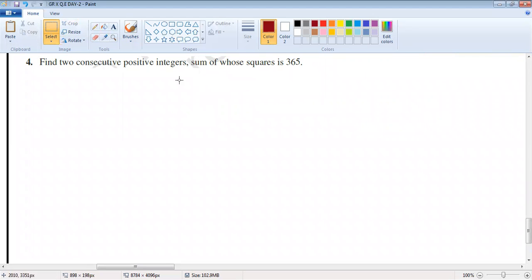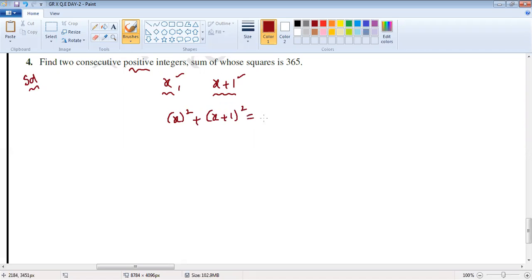Find two consecutive positive integers, the sum of whose squares is 365. Let us take one as x, another one as x plus 1, because they are positive only. You can take x and x minus 1 also, but sometimes you may feel difficulty solving that and get confused. Better you take one as x, another one as x plus 1. And the condition given is the sum of whose squares. So x whole square plus x plus 1 whole square is equal to 365.